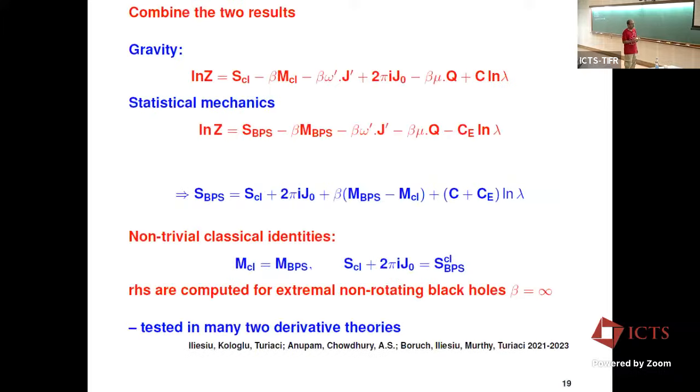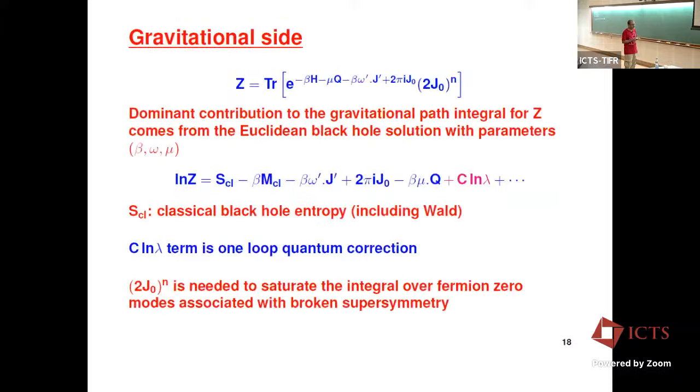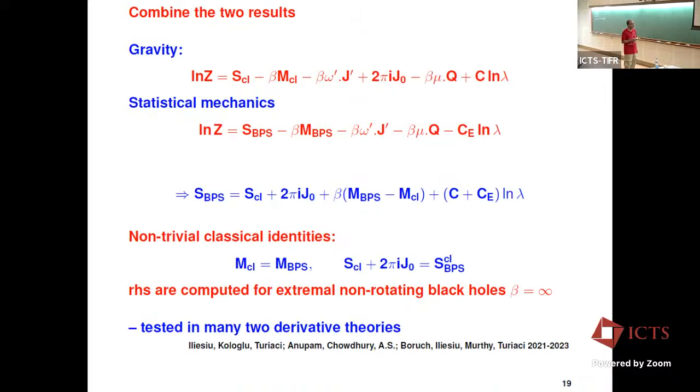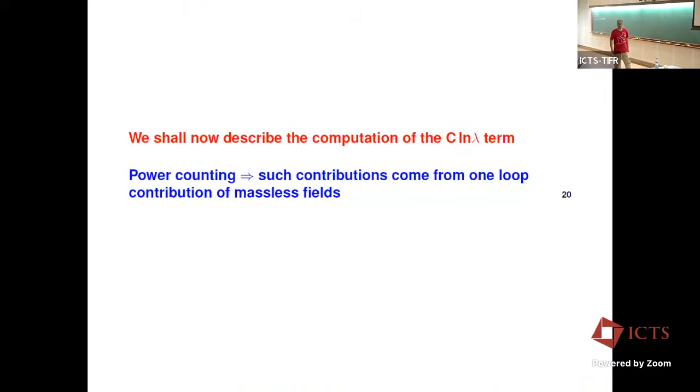So C I have already given the formula for. Let me remind you again that C came from the change of ensemble. Okay. So let's now briefly describe how to compute the C log lambda term. By simple power counting, one can convince oneself that such contributions come from one loop contributions of massless fields. So if you just know the massless spectrum, that's good enough, and you don't need to go beyond one loop.